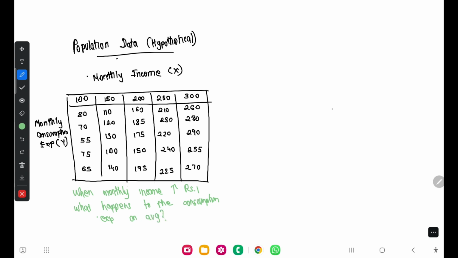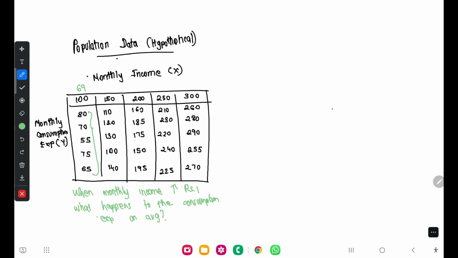Okay, so if I ask a question like that, you all won't be able to directly answer. Because even though the income is the same, within the same income level itself, there are different expenditures. So at this point of time, I think it's better to get a mean value for each income level. So if we take this, when the income is 100, if you add these 5 expenditures and get the average, you will get 69.